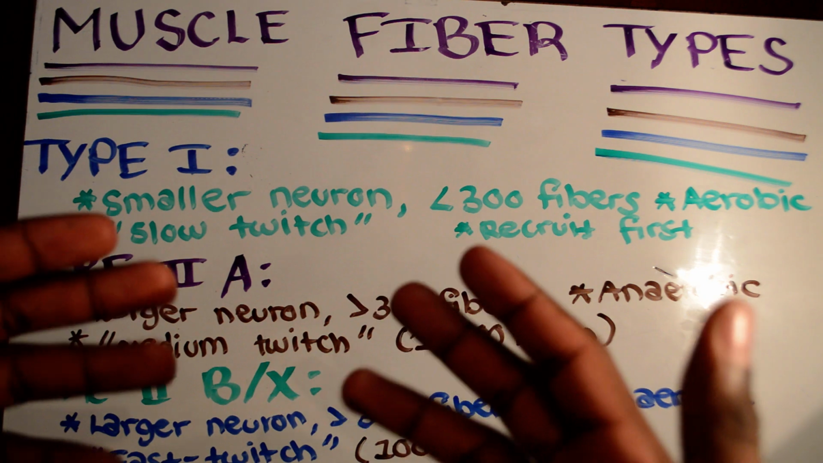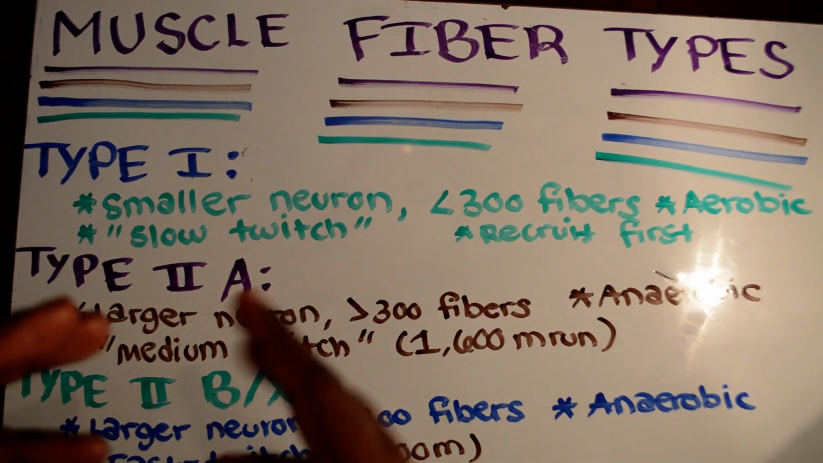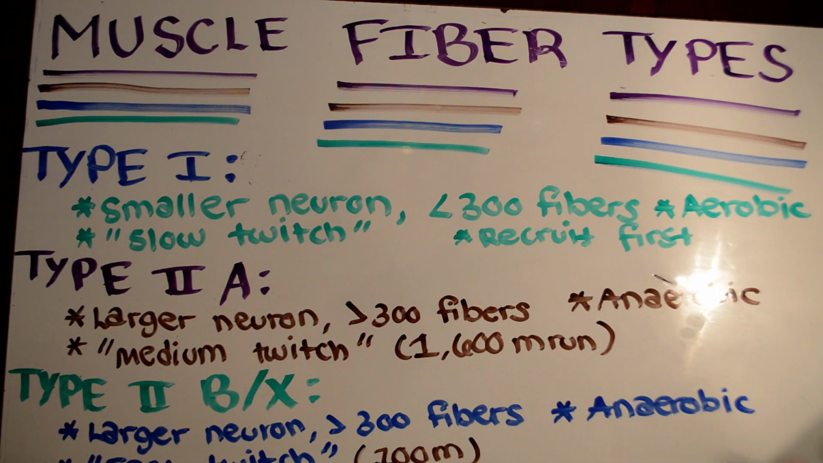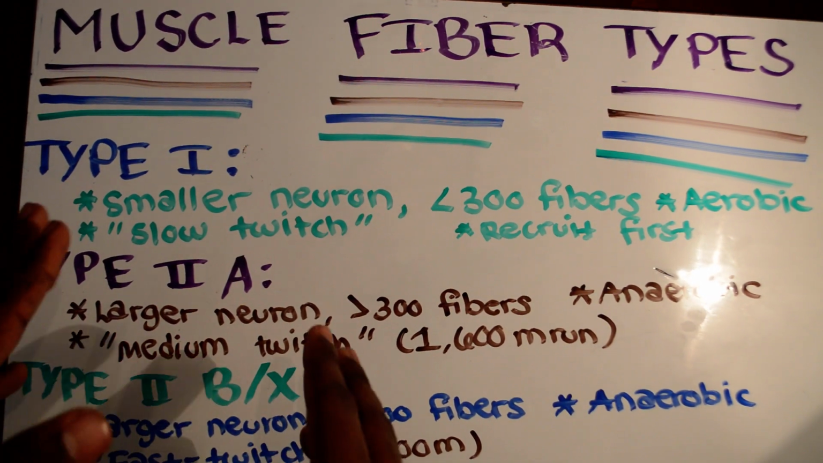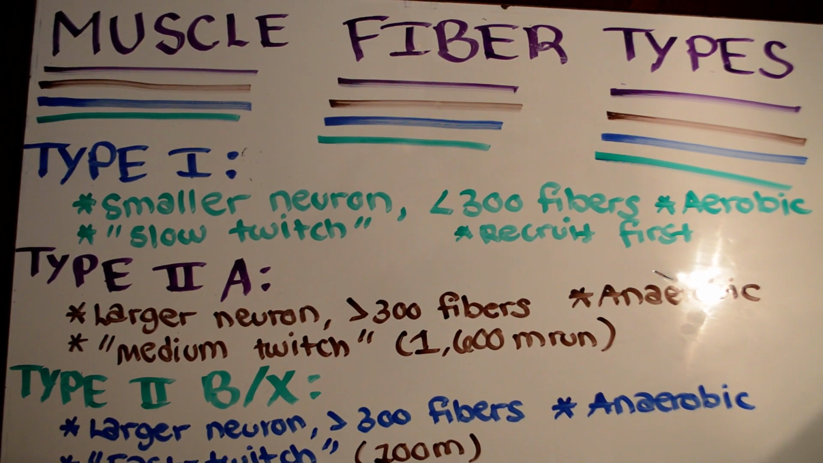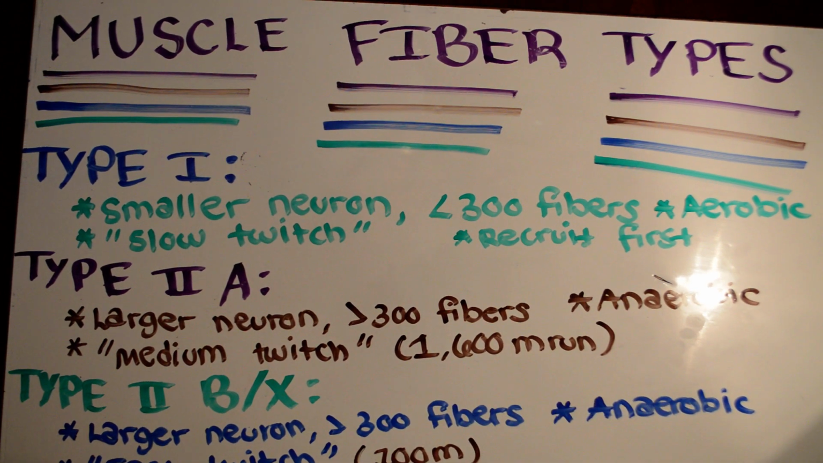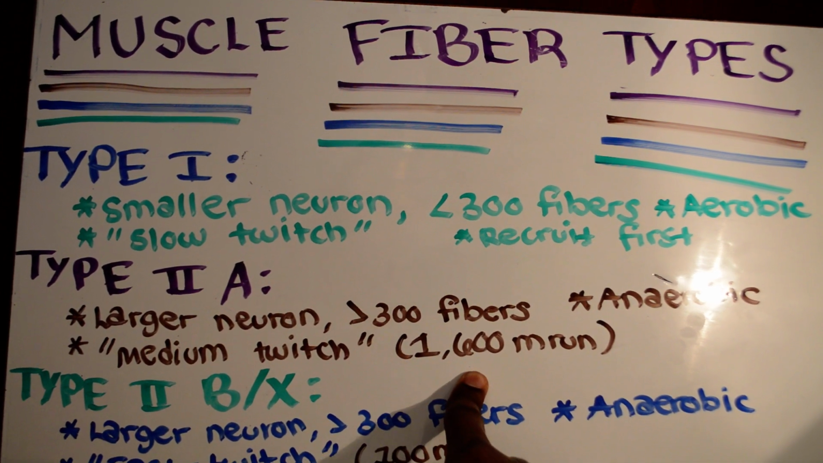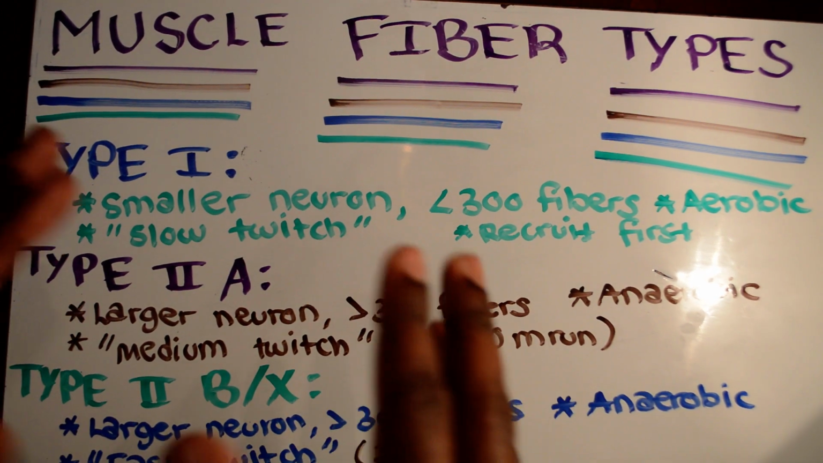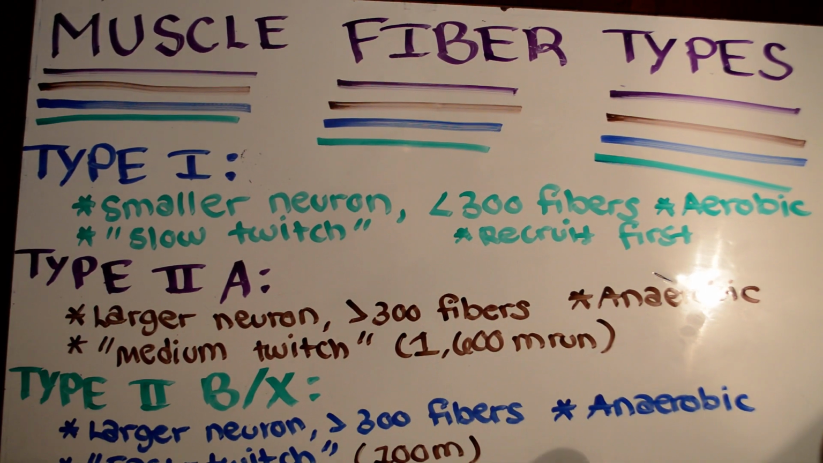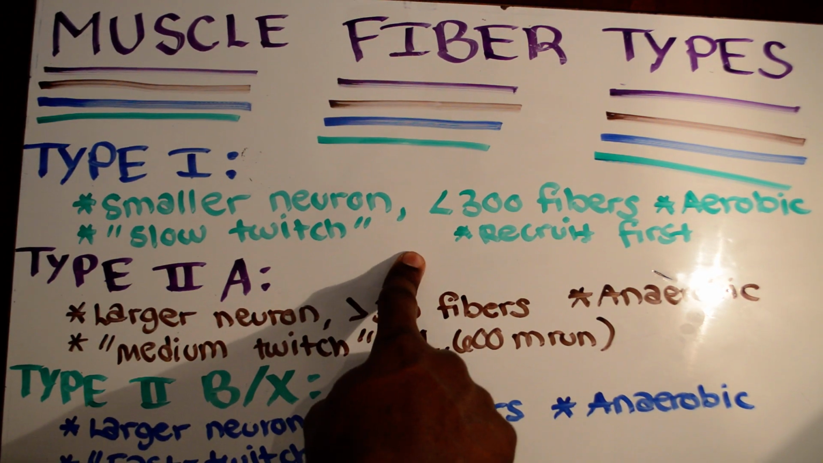It depends on how long the activity is, which will tell you which muscle fiber you'll be using the most. From type 2A muscle fibers, I call them medium twitch, essentially. So imagine you have a track runner running a 1600 meter run. That's 4 laps around the track, which is a lot, but it's nowhere near as much as a marathon, which is what you would use type 1 muscle fibers for.